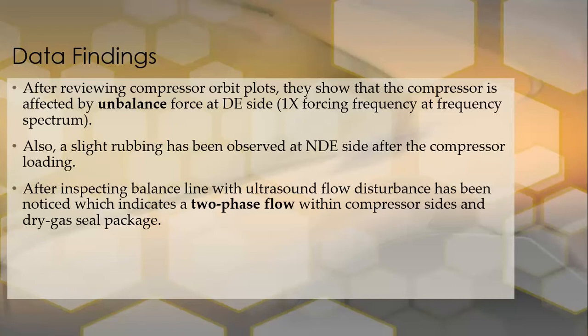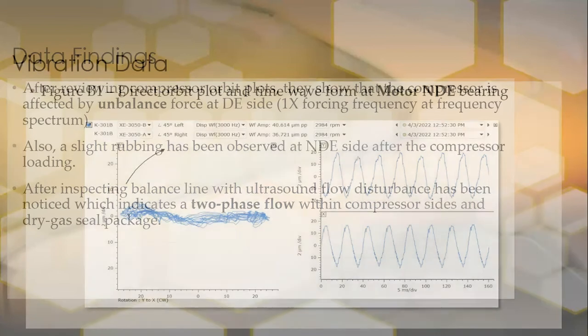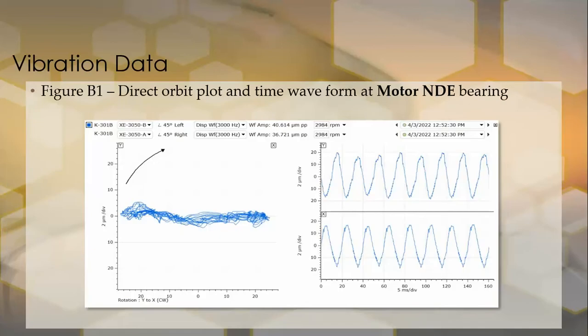Also, a slight rubbing has been observed at the non-drive inside after the compressor loading, and after inspecting the balance, we suspected that the operational problem might be a two-phase flow. So we decided to inspect the balance line with ultrasound, and we found that a flow disturbance has been noticed, which indicates two-phase flow within the compressor side and the dry gas seal package. This is the vibration data, the thermography data, and also the ultrasound data that will give us an indication of what happened.